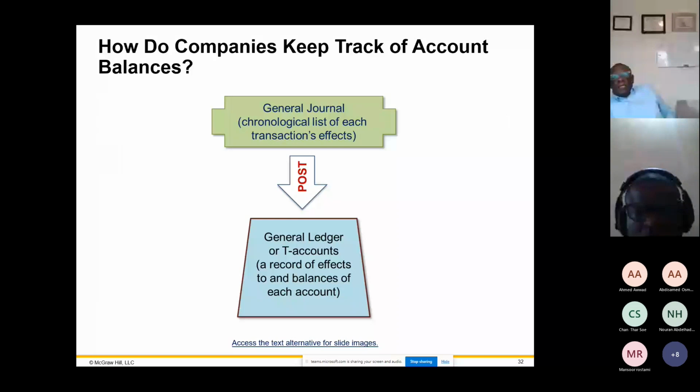Okay, how does a company keep track of its records? Somebody asked that question: keeping track of account balances. The general ledger. You can see the general ledger is a chronological list of each transaction's effect, which posts. Then we post the general ledger or the T accounts. So those are the ways we keep track of it. But these days, computers are doing a lot of things for us and make us lazy and make us not think. But that is why you are in this course. You want to know the numbers and the theory behind the numbers. We know computers do most of these things. Computers do the general ledger and the trial balance for us, so we end up just reading the output from the computer.